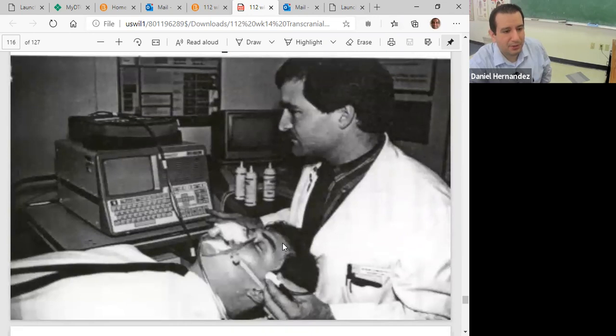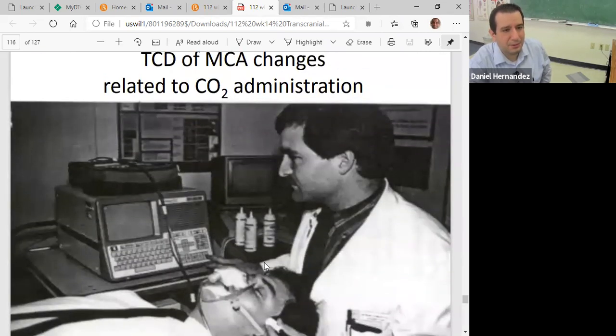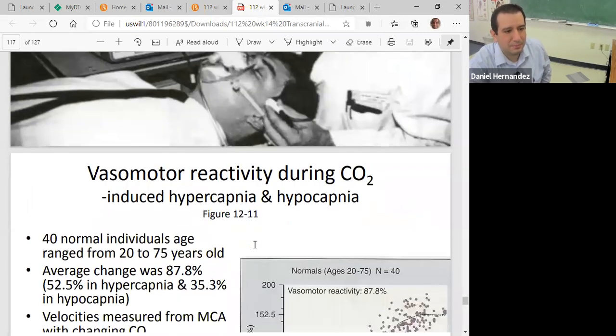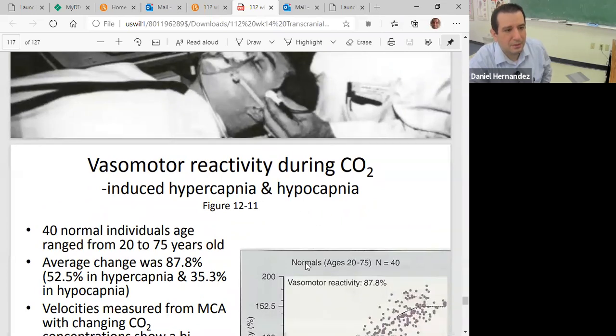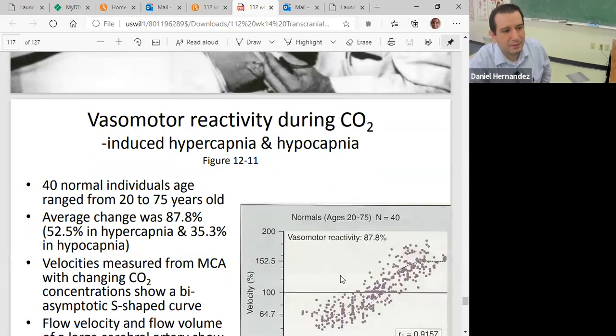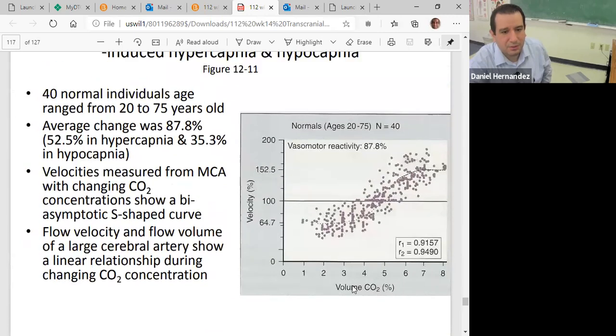This is an old picture showing the mask administering CO2, and we're performing our transcranial Doppler to monitor velocities and flow volumes through the vessel. So vasomotor reactivity during CO2 induced hypercapnia or hypocapnia. You can see that there's a direct linear relation to the volume of CO2 administered and the vasomotor reactivity and the velocity percentages.